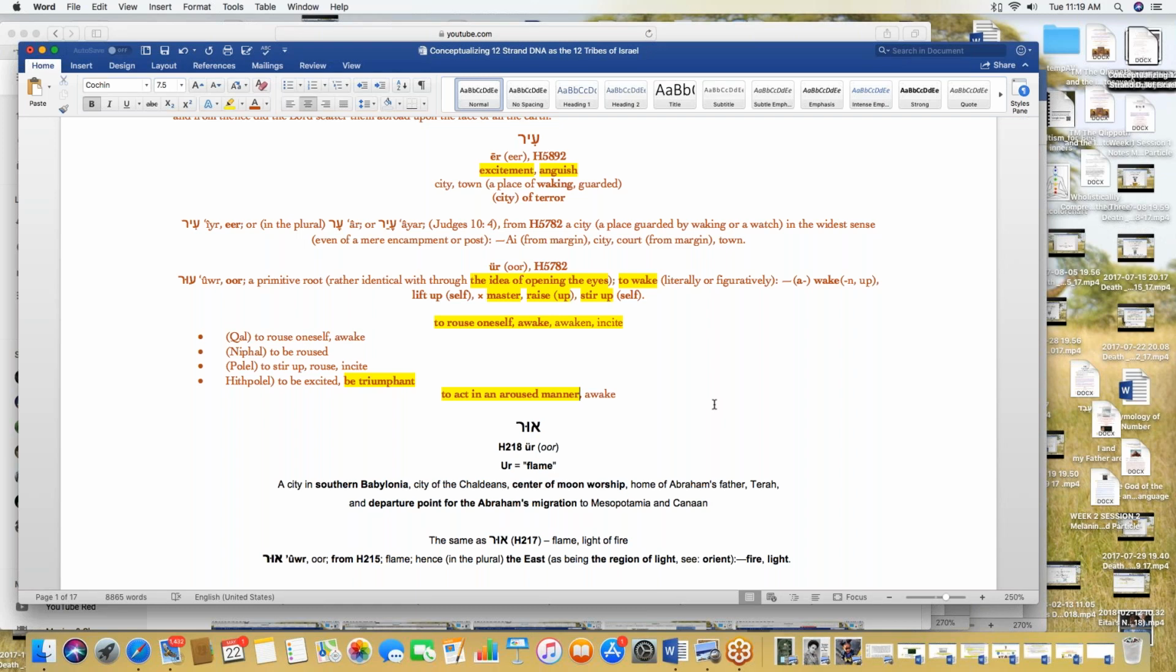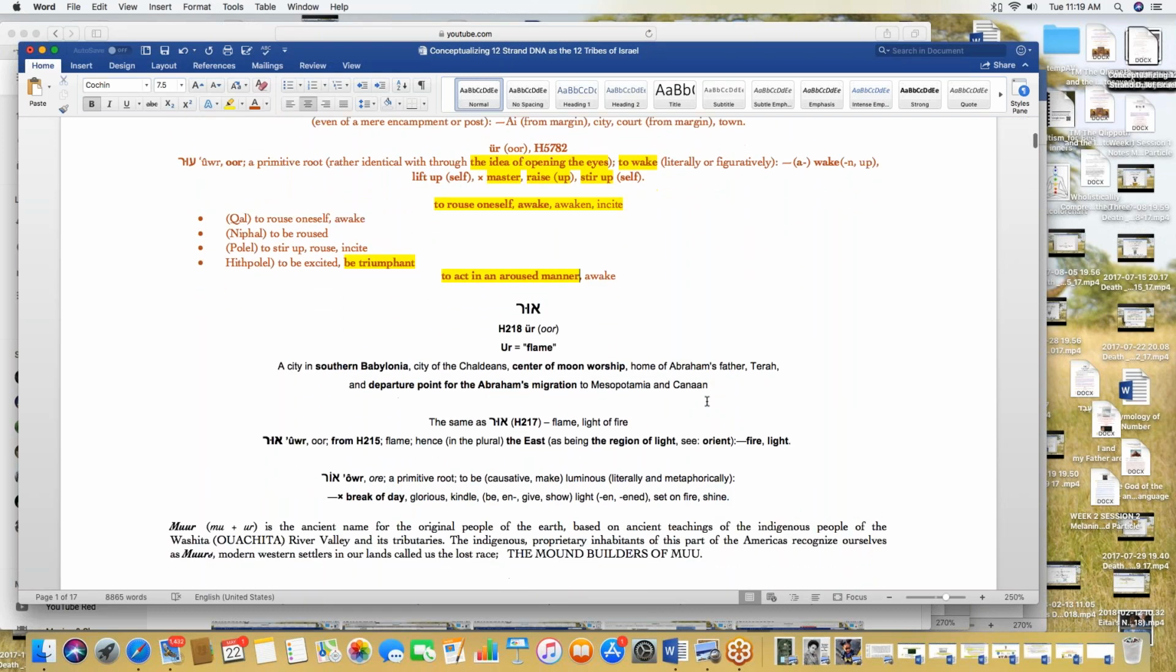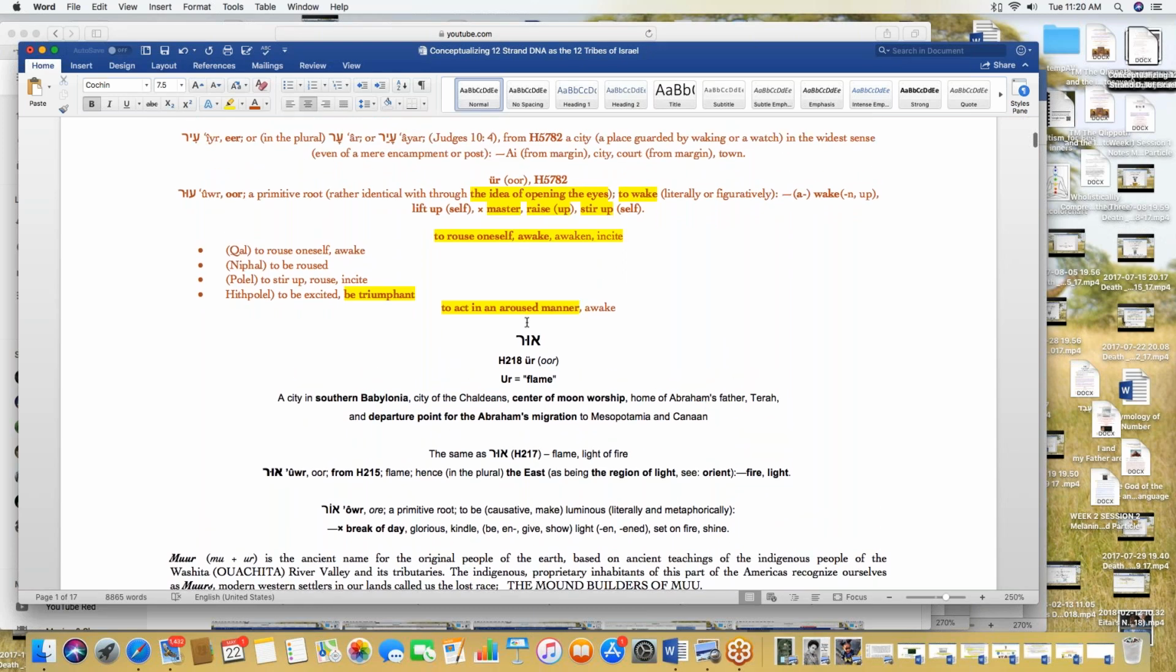This is the word Ur. There is another word that shares phonetically with this word Ur, and it is H218, Ur, and it means a flame, a fire. It refers to light, illumination, and enlightenment.